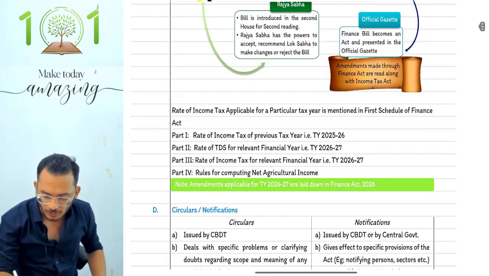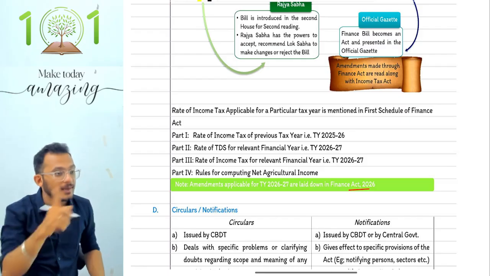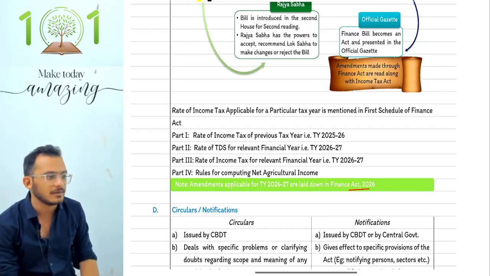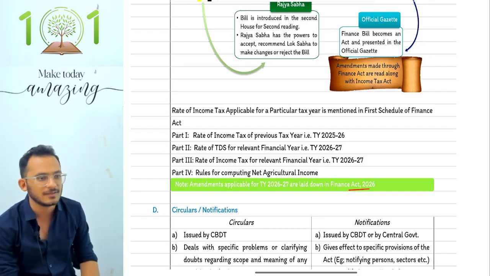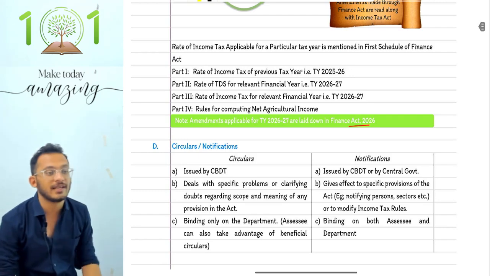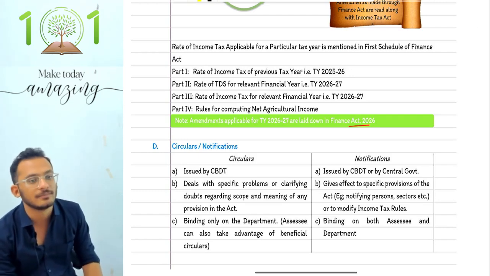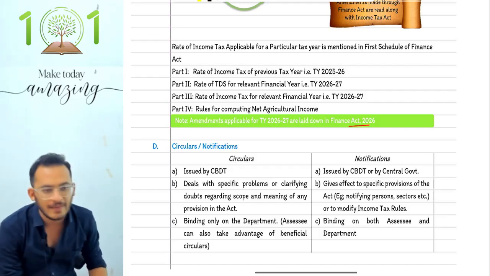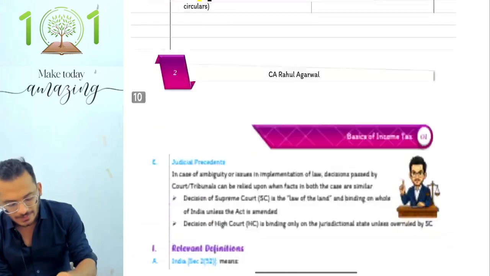The act applicable to you is the Finance Act 2026. But I also told you about another act: the Income Tax Amendment Act 2026 is also applicable for your syllabus. Then we discussed circulars and notifications. Circulars are binding on the department, and notifications are binding on everyone.